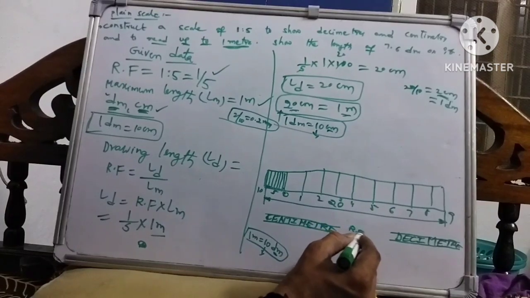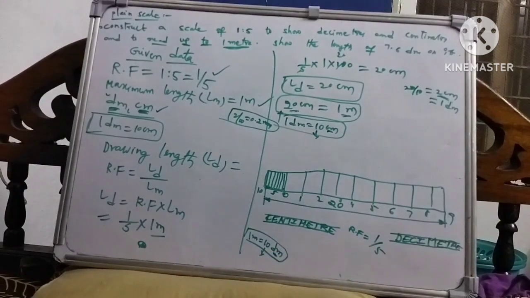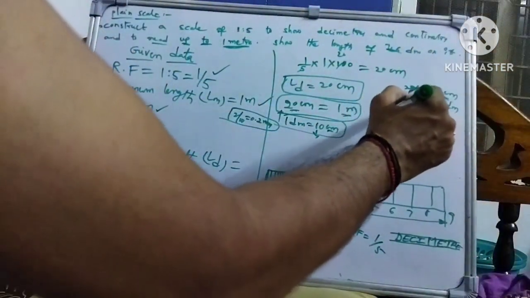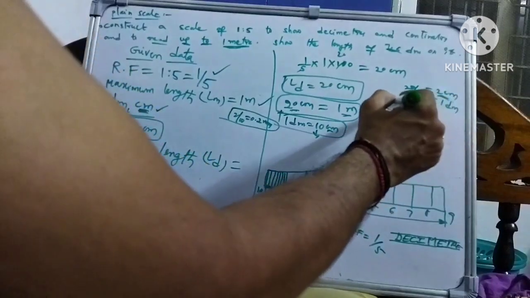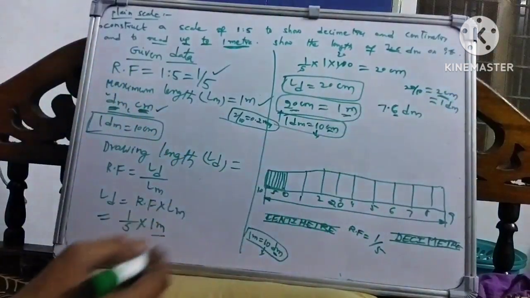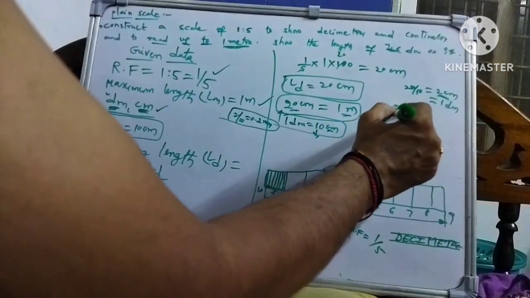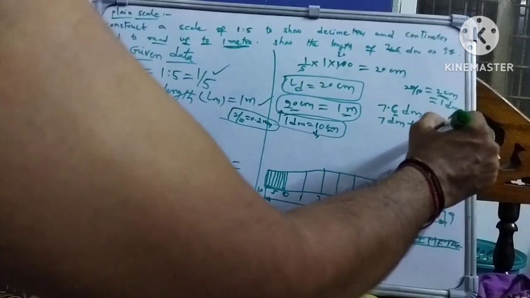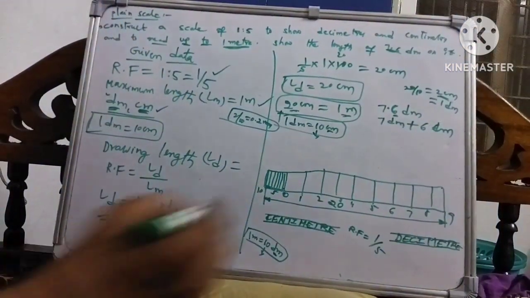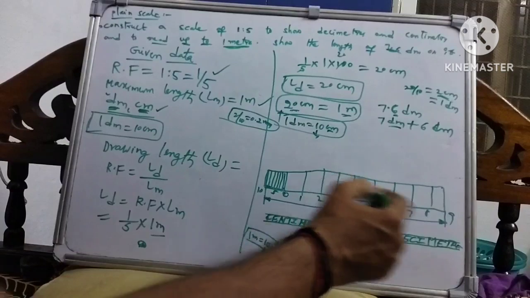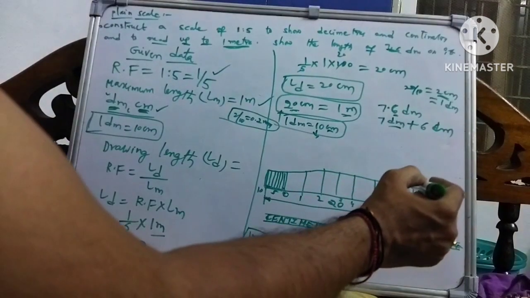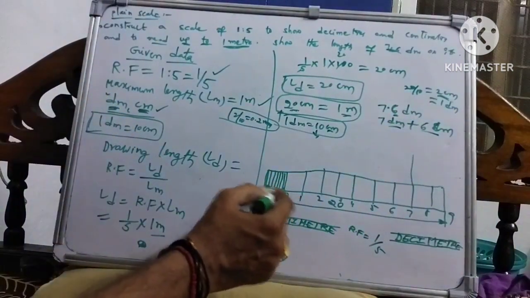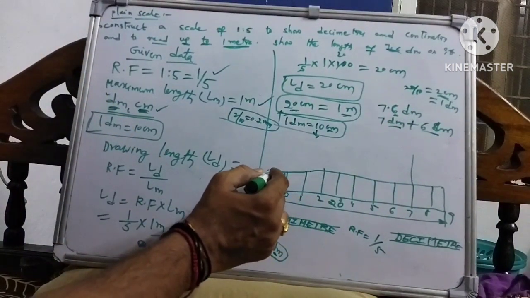Next, in the middle we have to write RF is equal to 1 by 5, right? And also mark a distance of 7.6 decimeter. So this is 7 decimeter, which means after the decimal we have one number. So this is 7 decimeter plus 6 centimeter, right? This is the decimeter scale: 0 1 2 3 4 5 6 7. And this is the centimeter scale: 1 2 3 4 5 and 6.